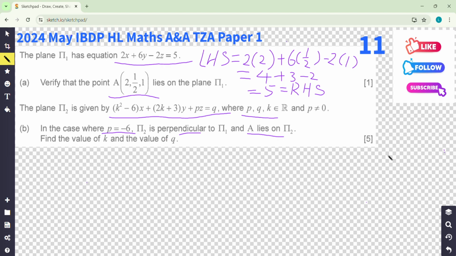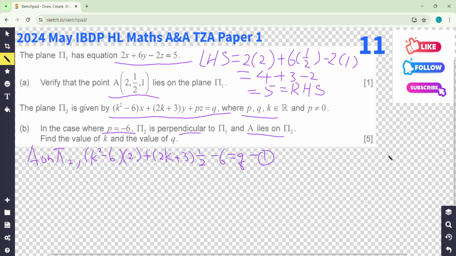So first, A is on pi 2. Substitute this into this, which is very complicated. So k squared minus 6, 2 plus 2k plus 3 half. Remember p is minus 6, so it's minus 6, minus 6 equals q. This is equation 1.